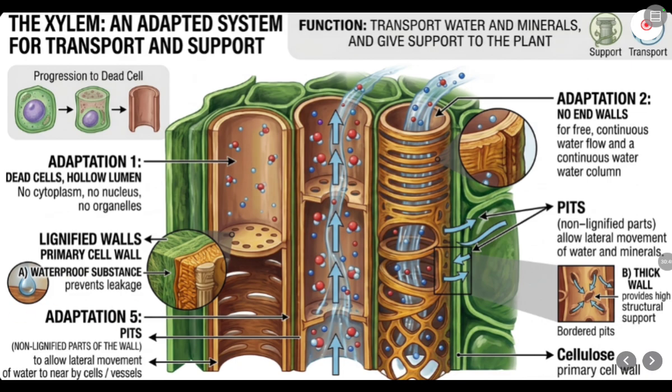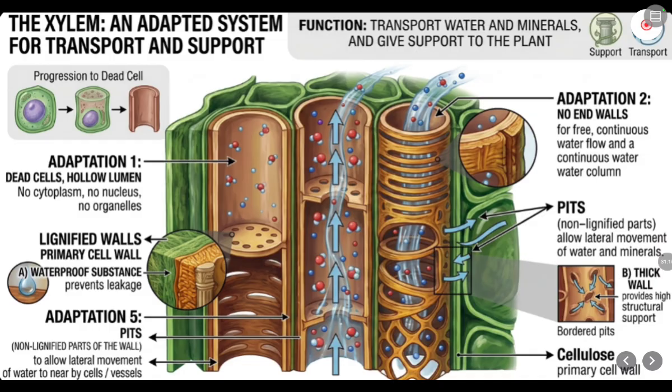Adaptation 5, which is the pits. And when I say pits, they are non-lignified parts of the wall, because remember, just 3 seconds ago I told you that the wall of the xylem vessel is lignified, but for the pits to occur, these are non-lignified parts. As you can see, these small tiny circles inside the xylem vessel allow lateral movement of water and minerals. When I say lateral, it's like this is the lateral movement of water. As you can see, the arrows here are illustrating what I mean by lateral movement of water.